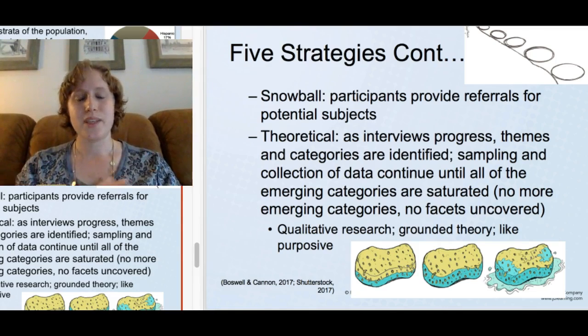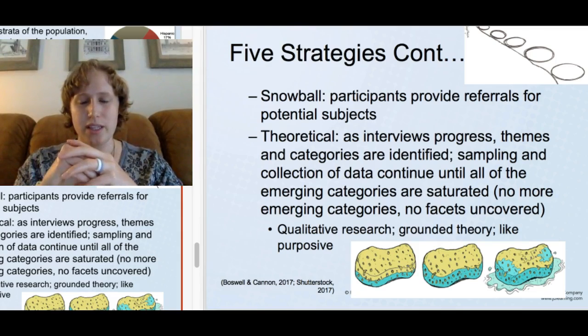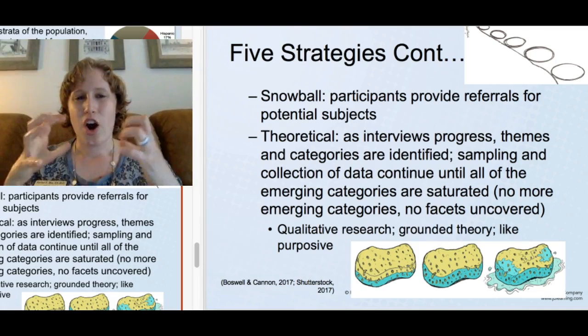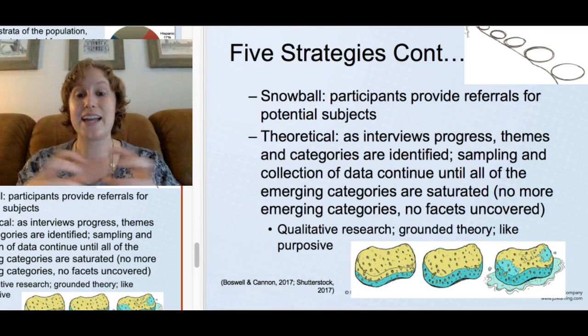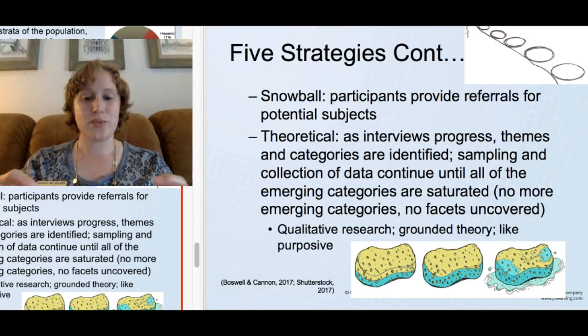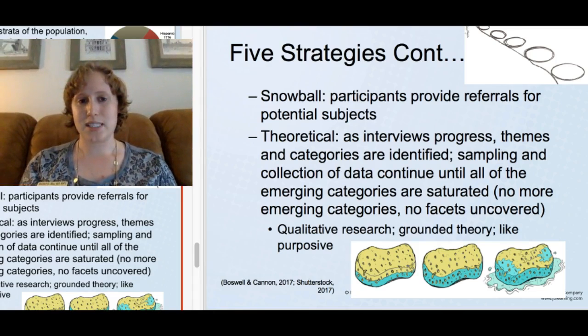Theoretical is normally exclusively qualitative research. It's also used in creating grounded theory, when you're working from the ground up to build your theory. Think of the idea of a sponge. You're starting with a small sample and you keep going until the sponge is saturated. All your information is there, no stone has been left unturned. That is data saturation. And in theoretical sampling, you work until you reach that point, then your sample is complete.